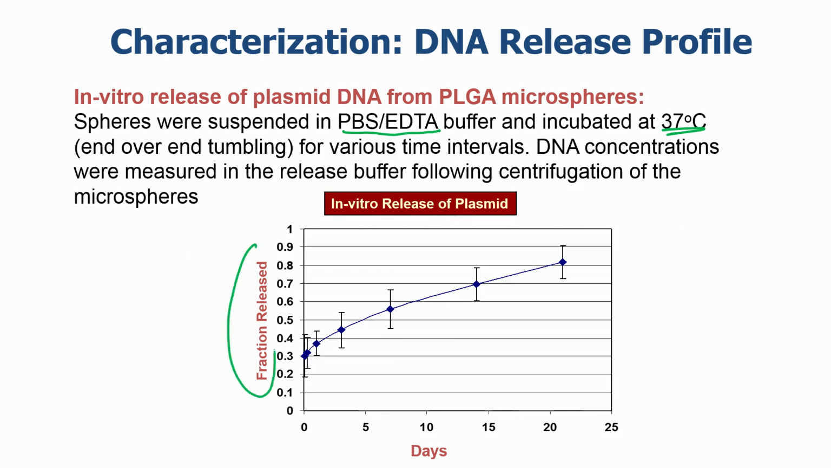So, this is the fraction of the total that was released. They first calculate the total by the method I just described, and then you collect the supernatant from the released PLGA in saline, and what you see is over time you get a fairly steady release of your DNA. Depending on if you want it to be a faster release, you can change the molecular weight of your PLGA. So, higher the molecular weight would lead to slower degradation.